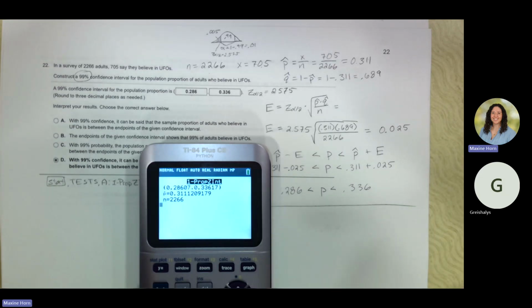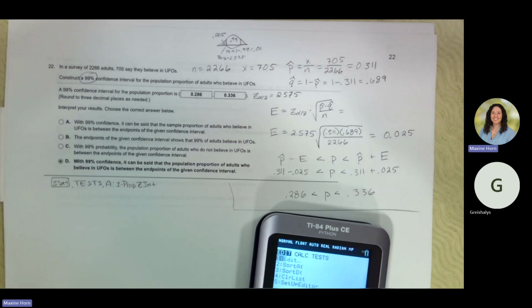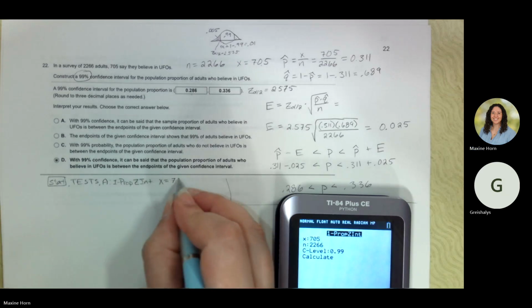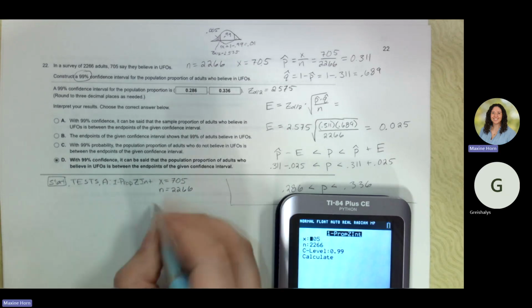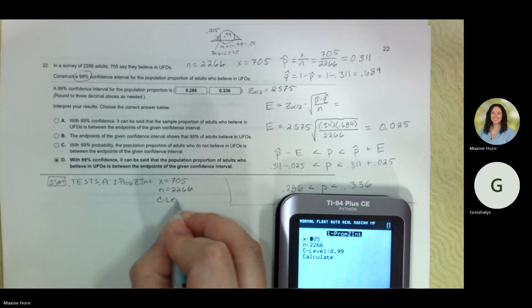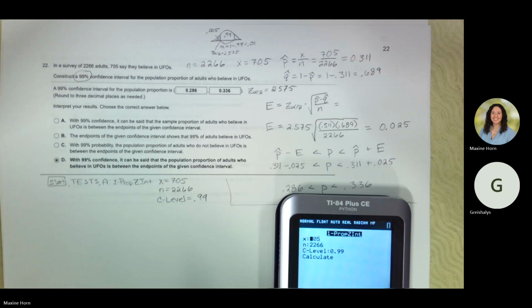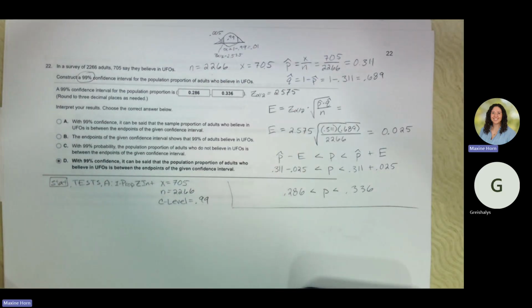So if you need to know your p-hat, you can also have it do it that way, but it's faster to just plug it in. So you can see the difference in this, right? Again, stat, tests, and then you go down to A. You have to tell it your X, your N, and your confidence level, and you get your answer. Or you could do it this way, right?